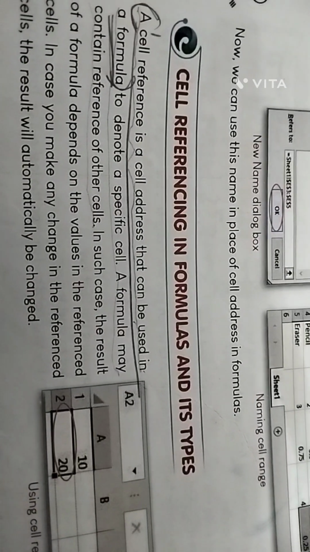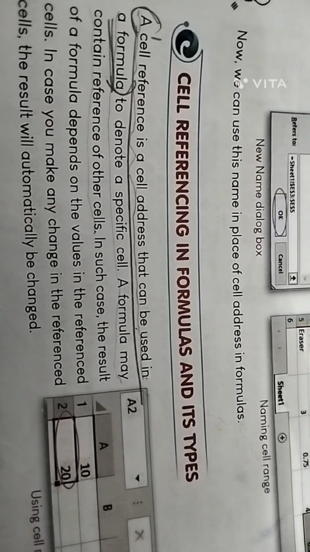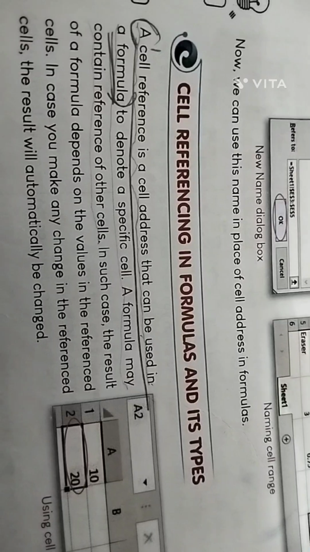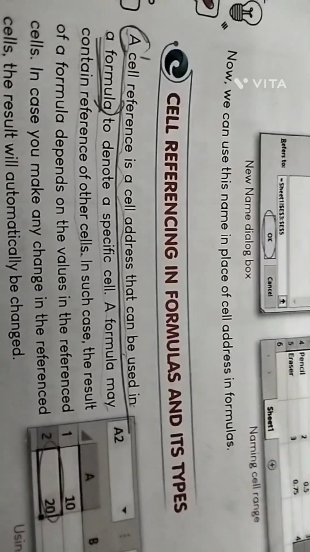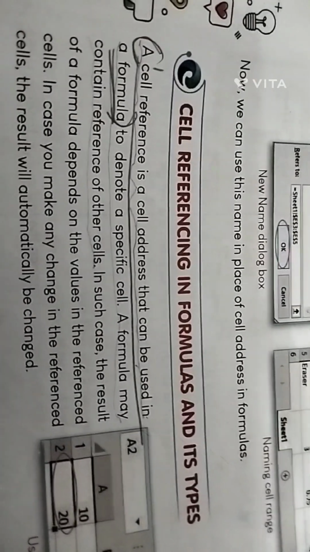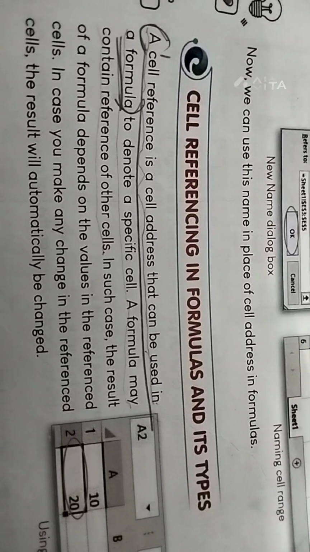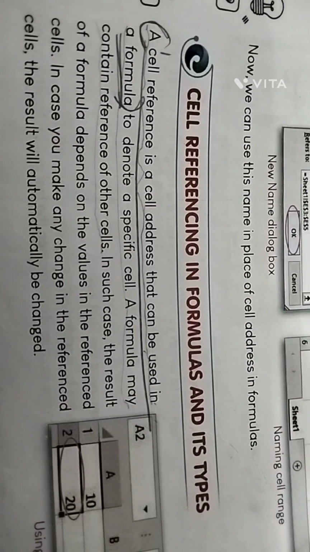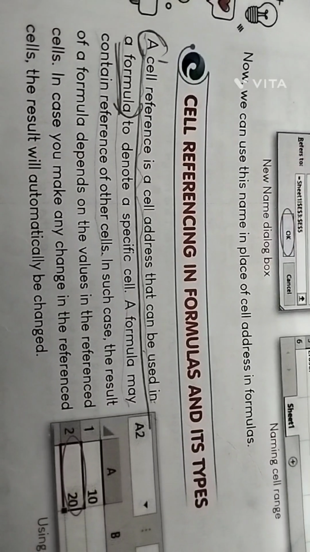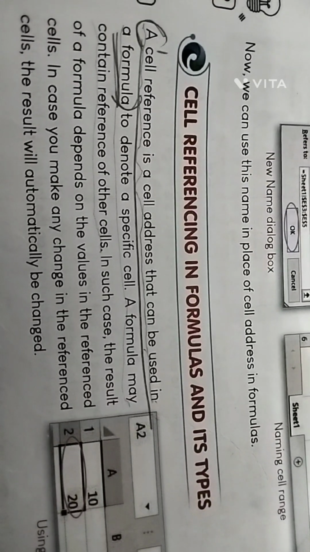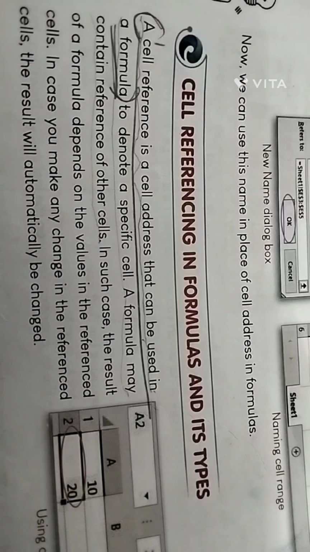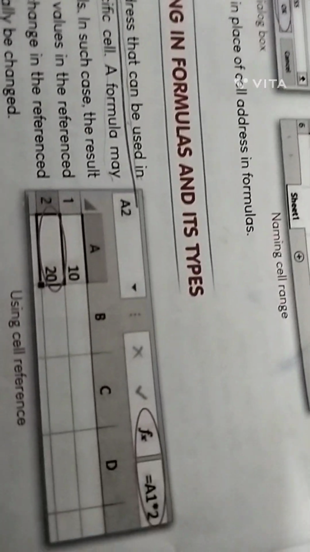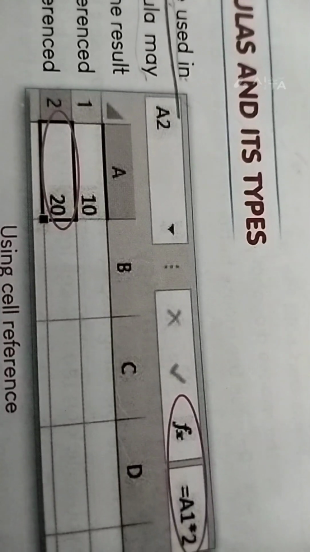Cell references in formulas and their types. A cell reference is a cell address that can be used in a formula to denote a specific cell. A formula may contain a reference to other cells. In such a case, the result of a formula depends on the values in the referenced cells. If you make any change in the referenced cell, the result will automatically change because of cell reference.